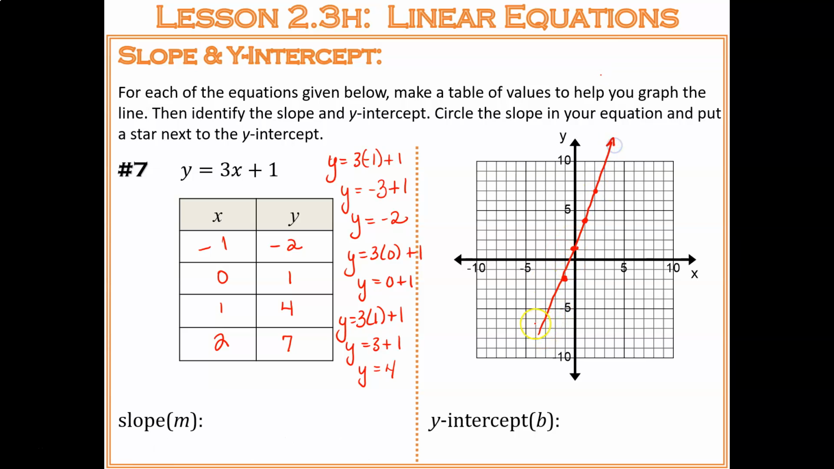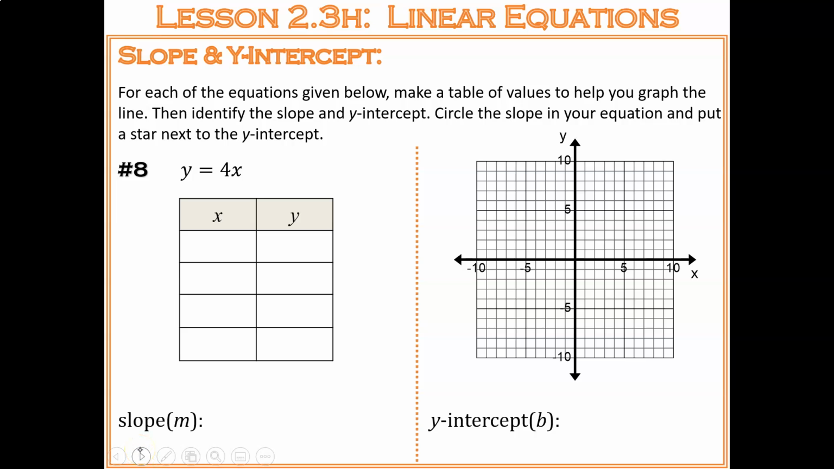Make sure you use the ruler function in your notebook. So my slope is my m right here before the x, so that's 3. My y-intercept is my b, so that's 1. And look, there's my starting point, 1 on the y-axis.